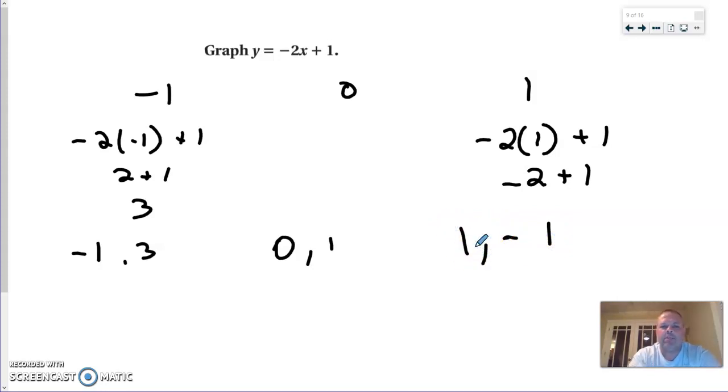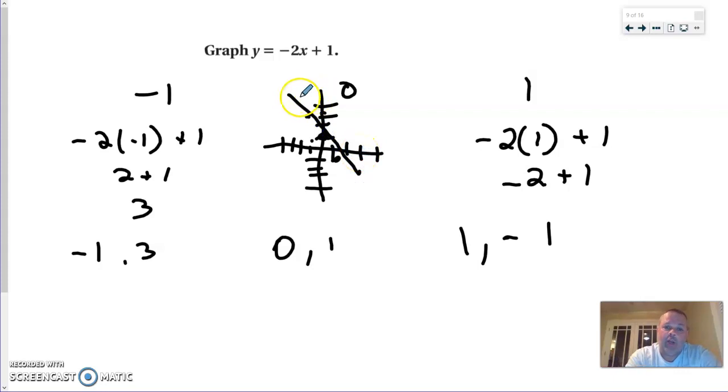Those three are my points. I'm going to try to graph that here real quick. So I'm going to go 1, 2, 3, 4, 1, 2, 3, 4, make that a little bigger, 1, 2, 3, 4, 1, 2, 3, 4. -1, 3, which is that point, 0, 1, which is right there, and 1, -1, which is right there. And then I can connect that line. Hopefully it's a lot straighter than mine. Yours is, so it will look something like that.